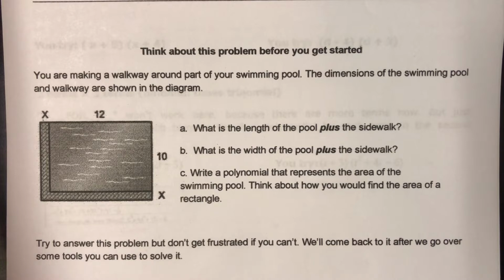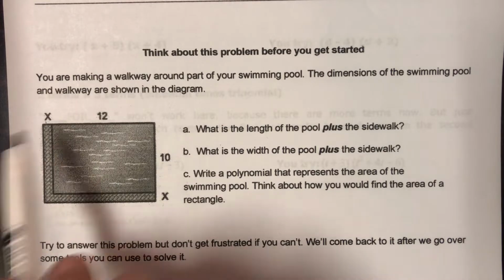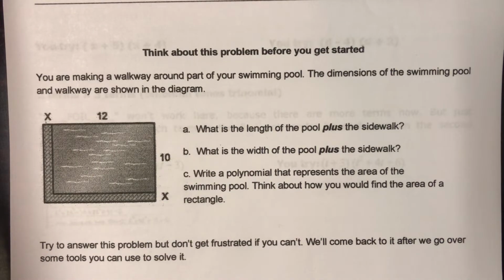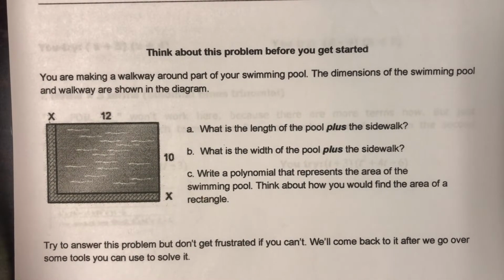So you're gonna write a polynomial that represents the area of the swimming pool. Think about how you can find the area of a rectangle, okay? So this is a rectangular shape. How do you find the area of a rectangle? So look that up, and it's a big help on how you're gonna solve this problem. Now, I don't expect you to be able to solve this yet. If you do, excellent. But we're gonna come back to this at the end of the lesson. So let's go to page 2.